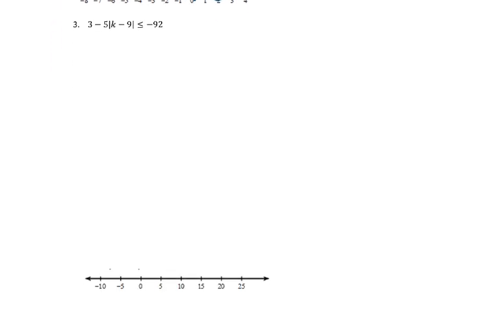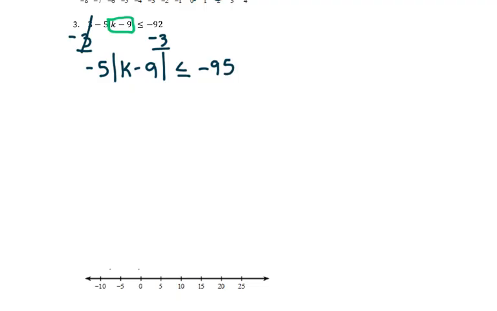Okay, so look at this last one. So we're going to box the absolute value. Is the box the only thing on the left-hand side? I'd say no. Now there's two things I have to move here. I have to move the 3 and the negative 5. I'm going to move the 3 first, and because the 3 is positive, I'm going to subtract 3. I get negative 5, absolute value, k minus 9, is less than or equal to negative 95.